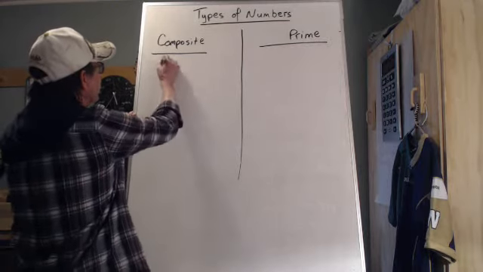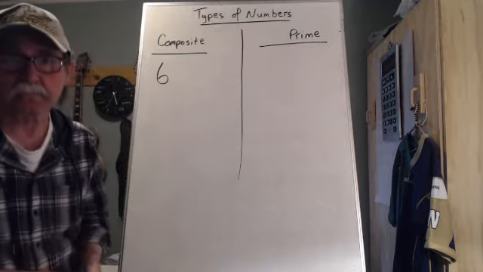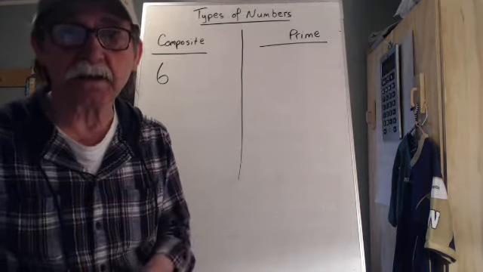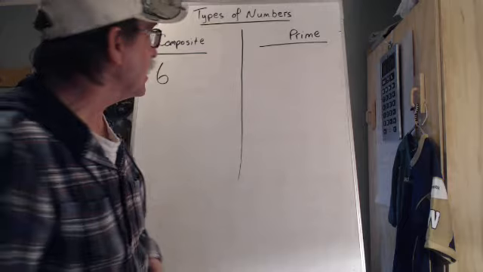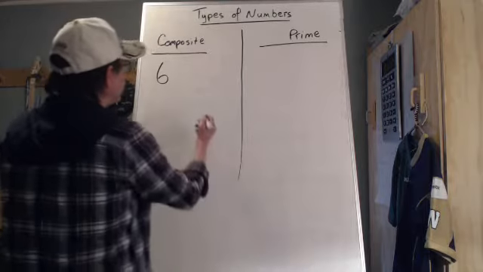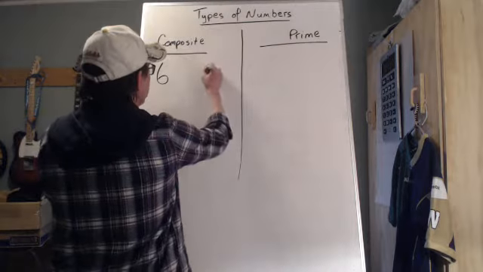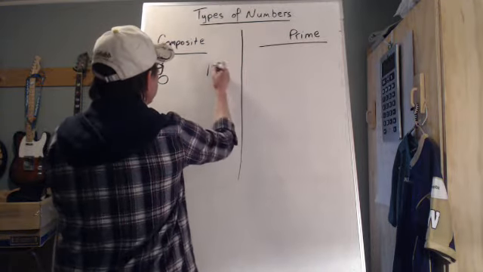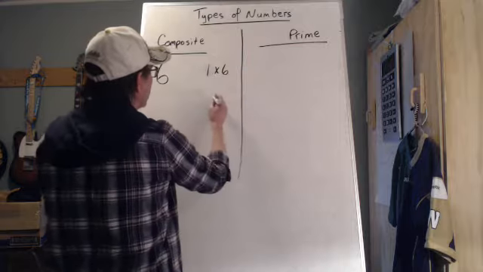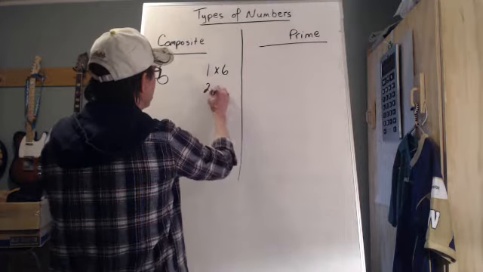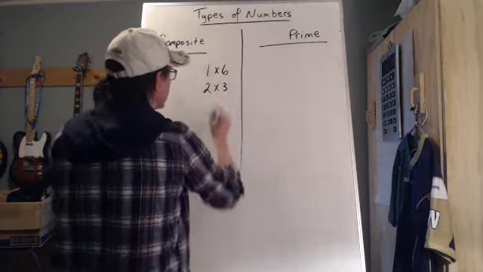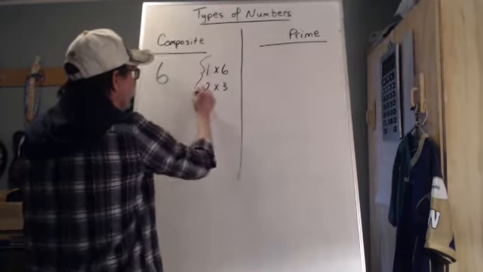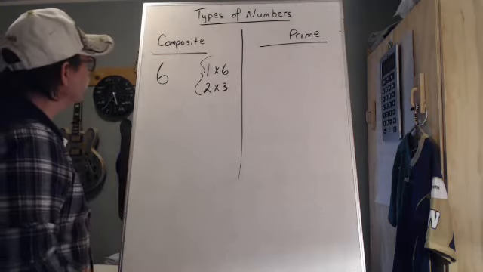Take the number 6, for example. That's a composite number. And the reason why I say it's a composite number is that I can say 6 is equal to 1 times 6. Or I can say it's 2 times 3. Okay, I'll give you another example.